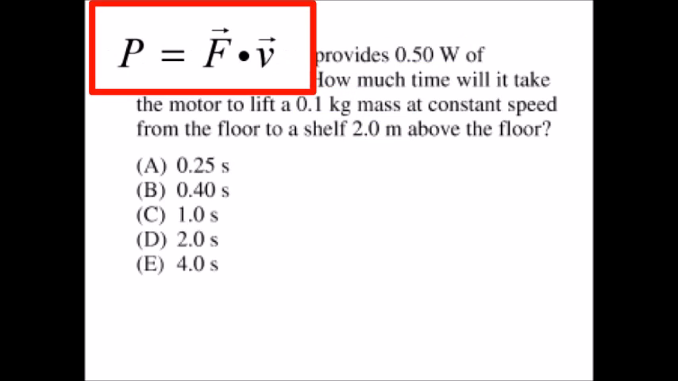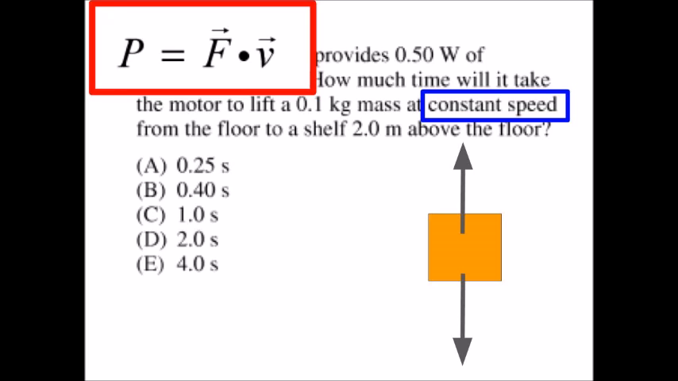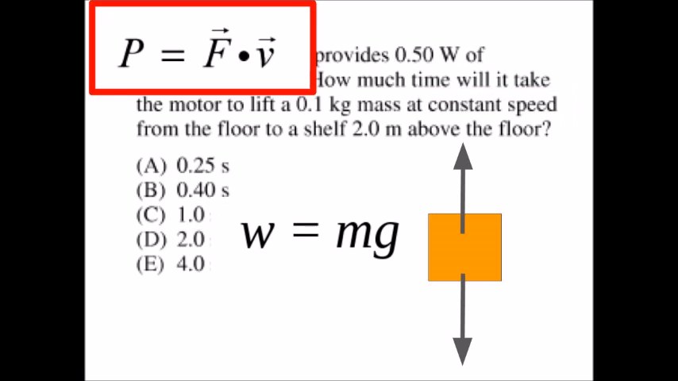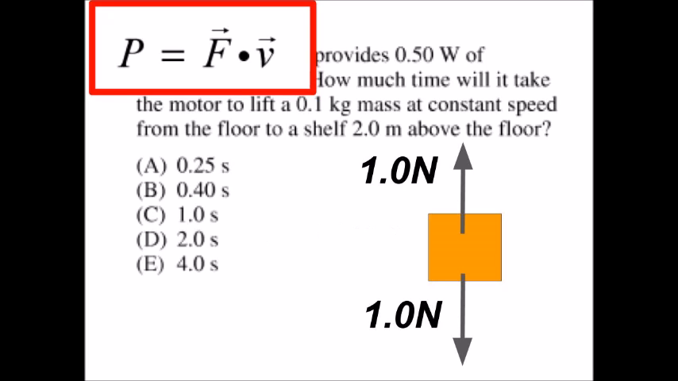They're the P equals FV type questions, and the key phrase is constant speed. That means by definition acceleration is 0, net force is 0. We need to figure out the forces on this 0.1 kilogram mass. Weight is equal to mg. I looked, that equation was not on the extra equation sheet. It's such a friendly equation, especially when you use 10 meters per second squared as an approximation for g. We have a 1 Newton downward gravitational force, a 1 Newton upward pulling force that's pulling this thing upward at constant speed, and there you go.